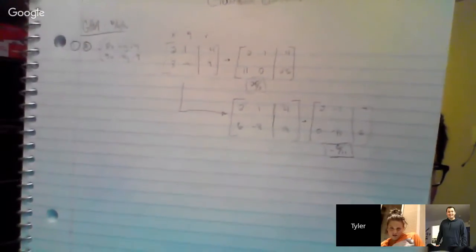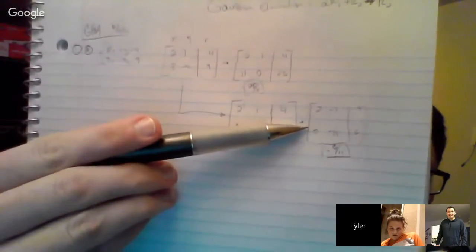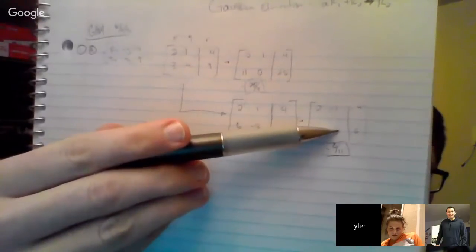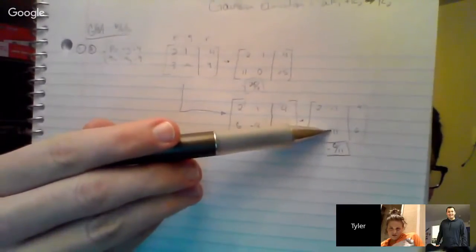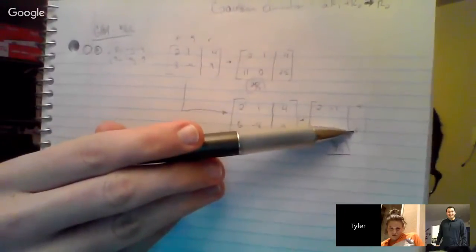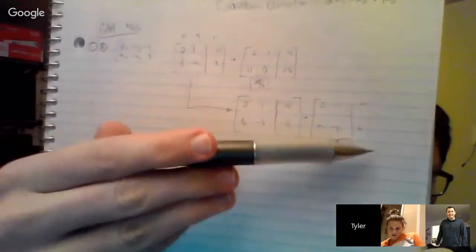And then how did you get negative 6 over 11? So when it's zeroed out for one of the variables, you would treat this as negative 11y, because this is the y column, equals 6. This is basically just another way of writing an equation.